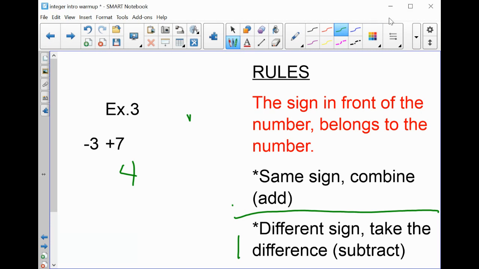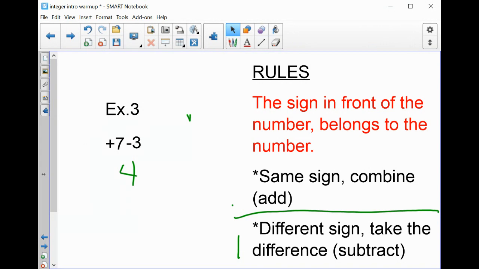Get rid of that stuff. I don't know what we're doing over there. All right, so take the sign of the bigger number. 7's bigger than 3. Take the sign of the 7, which is positive, okay? Check this out. All right, again, the sign of the number in front of the number belongs to it.